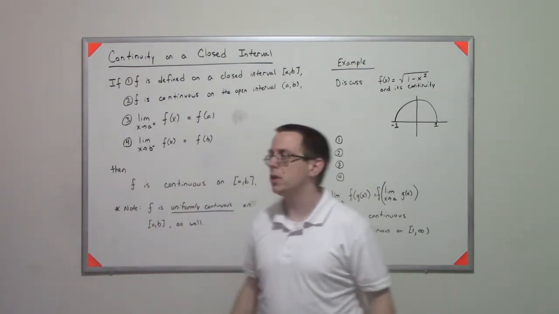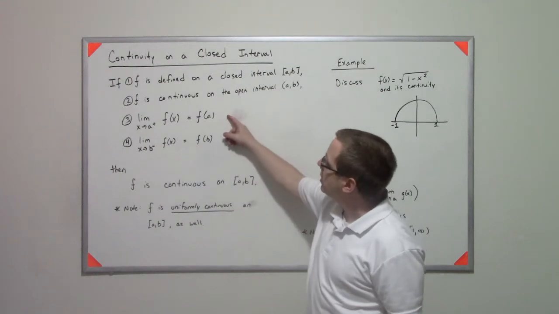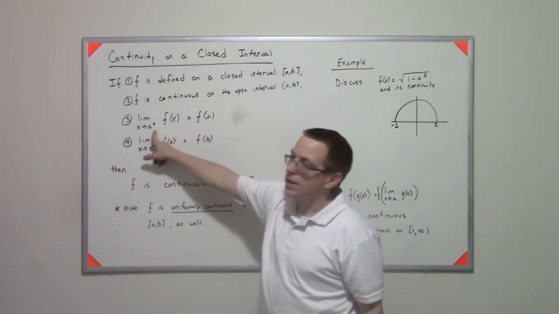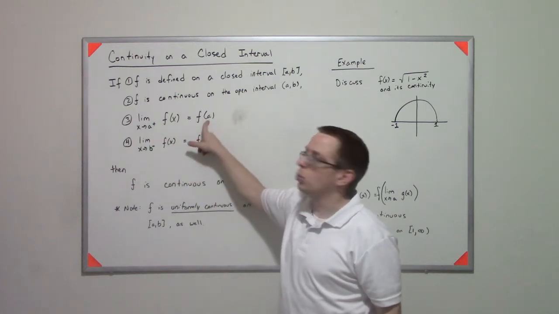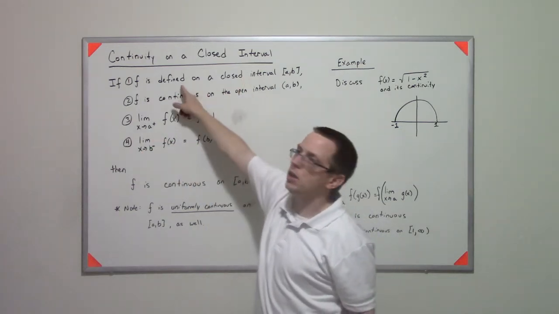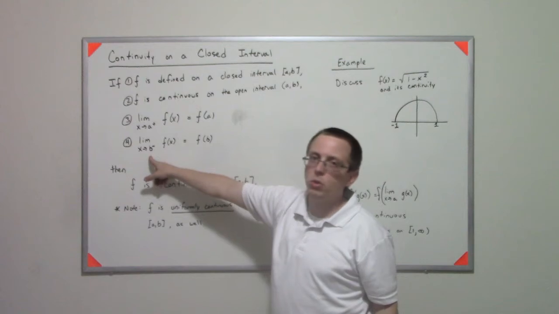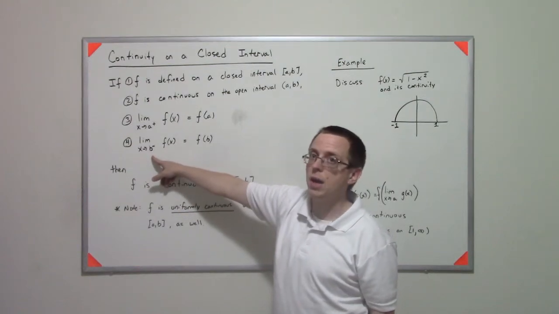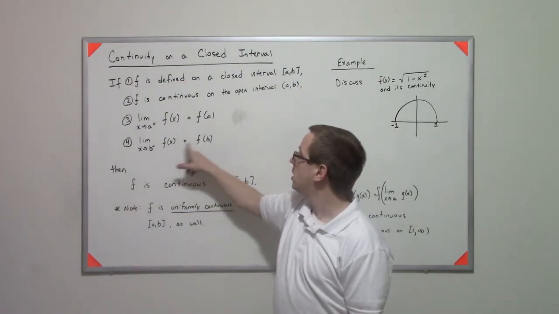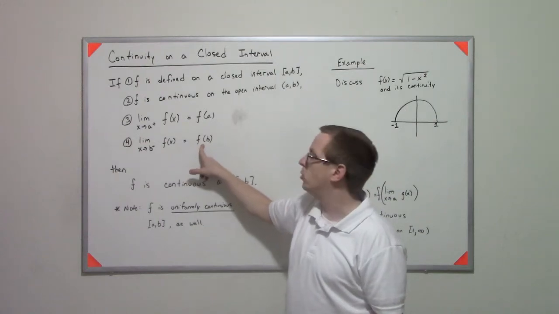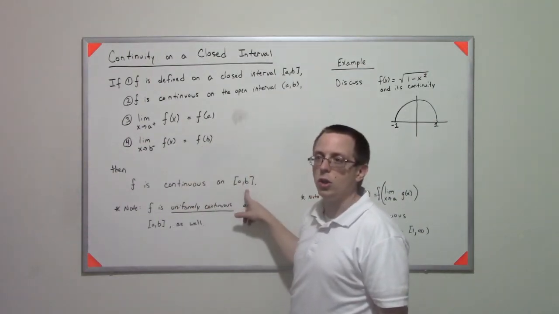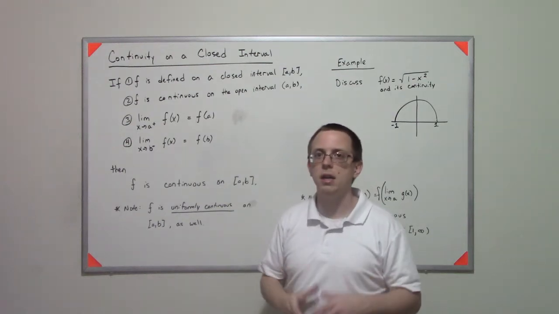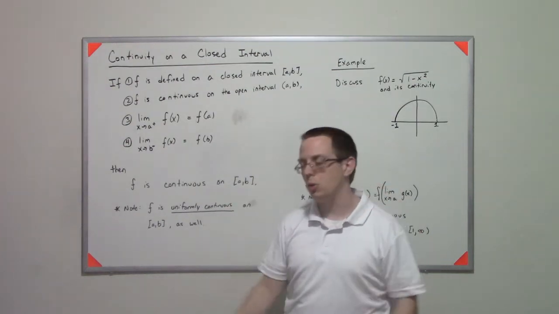Let's say we've already done the legwork and said, all right, we know it's continuous inside the interval, but what about at the endpoints? Well, if we can then show that the limit as it approaches the left boundary from the right is equal to that function value, again, it's got to be defined. And if we can show that its limit as it approaches the right boundary from the left is equal to the value at that right boundary, then we can say that it's continuous on the closed interval. So we can extend the idea of continuity into the closed interval.